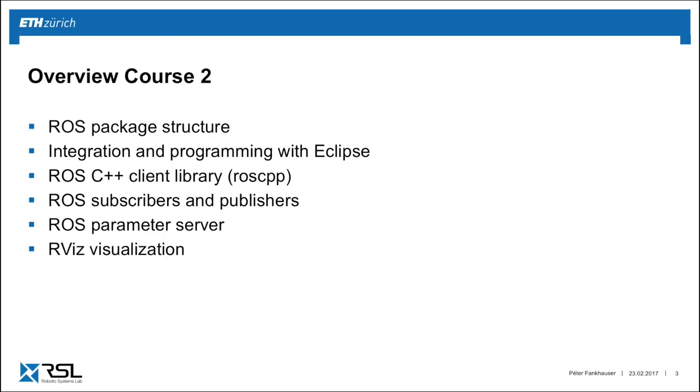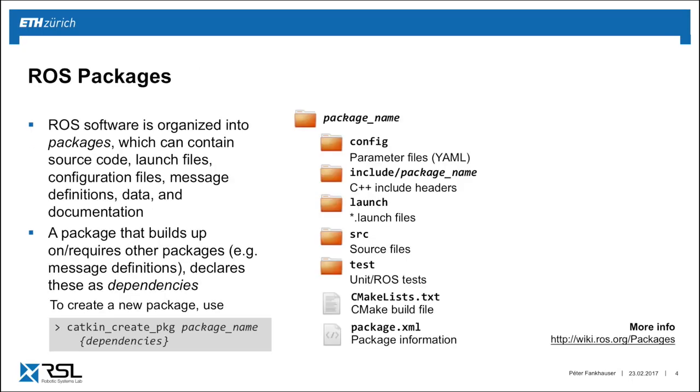We're going to talk about the ROS C++ client library, which is the main tool when you interact with your ROS nodes in C++. And you're going to see how you create ROS subscribers and publishers, things that you've done so far through the console. Now we're going to implement them in C++. Then we're going to talk about the ROS parameter server and the RViz visualization tool.